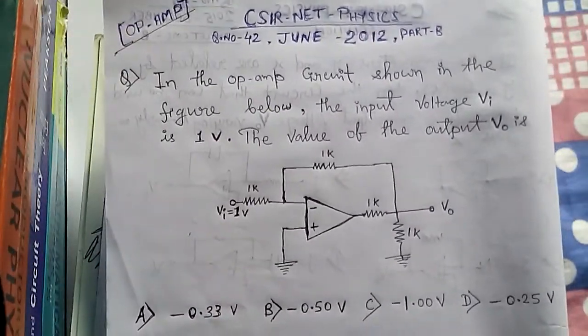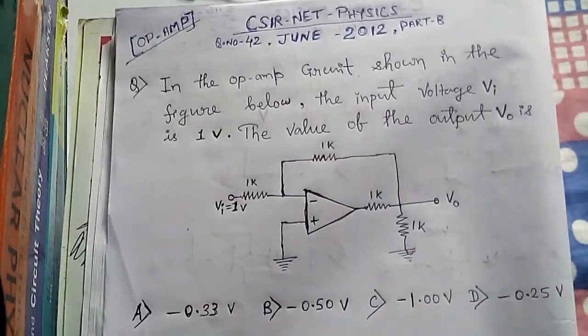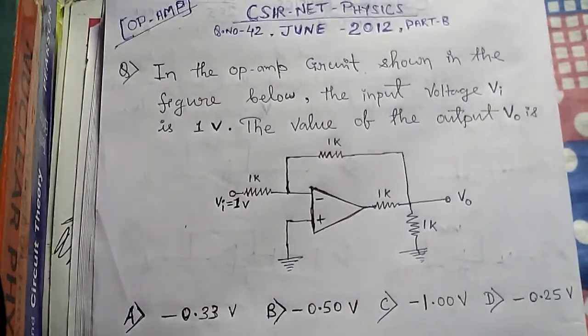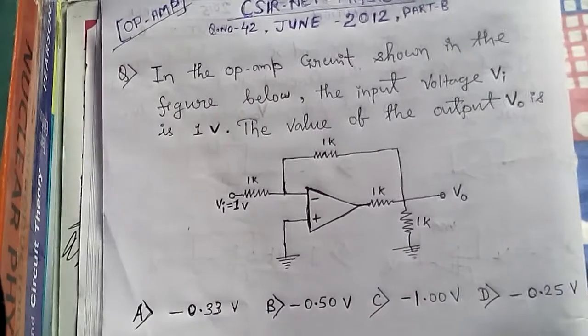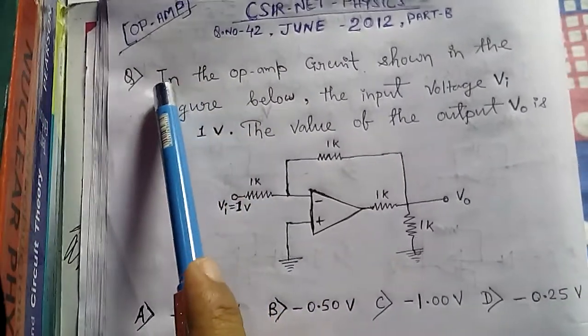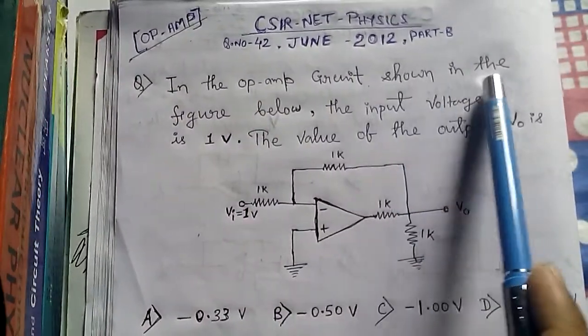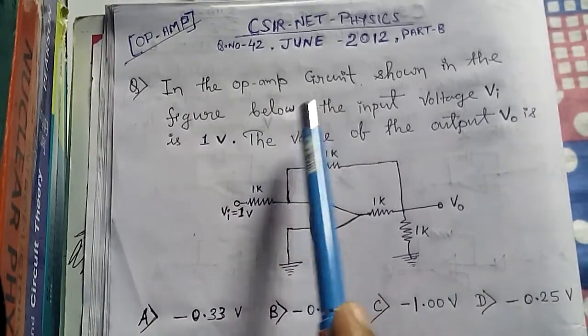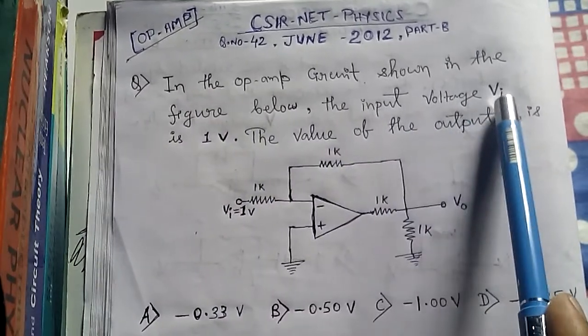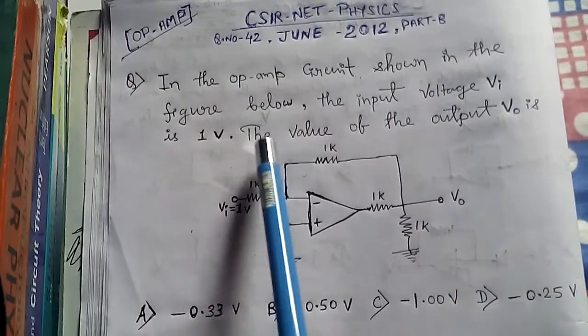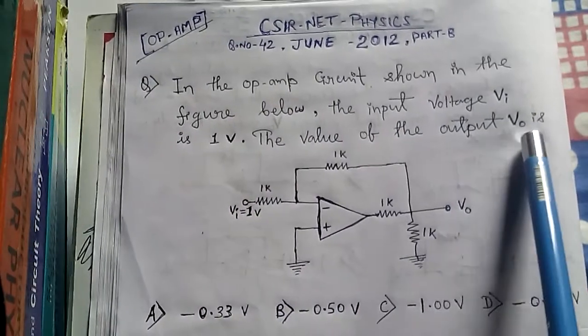Today we will see a problem from June 2012 part B from operational amplifier. In the circuit shown in the figure below, the input voltage Vi is 1 volt. The value of the output voltage V0 is?